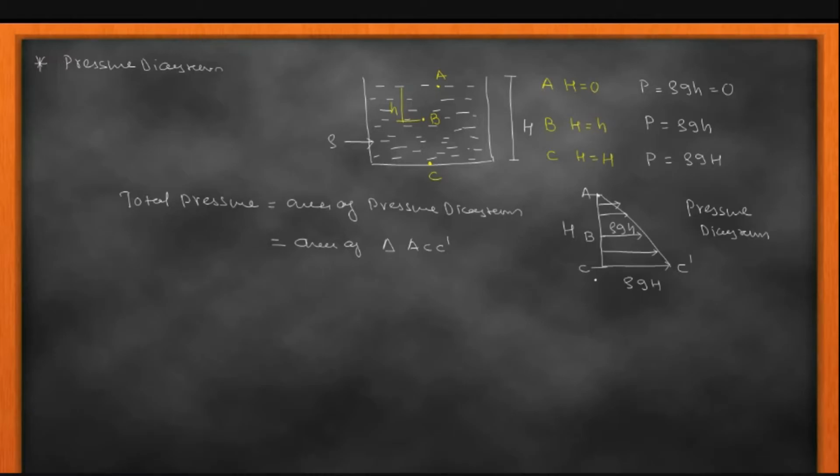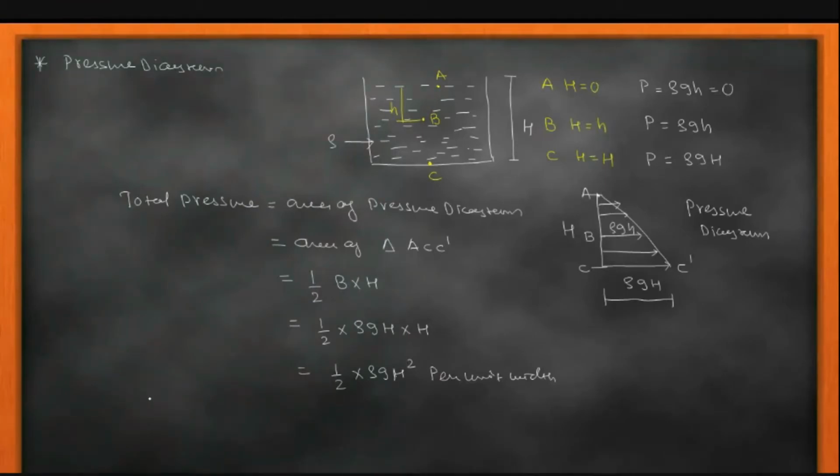ACC dash. So we know that this is the base, and the base is equal to rho g H, and the height is our H. So the area of a triangle is 1/2 the base into the height. So here the base is rho g H, and the height is H. So finally we get 1/2 into rho g H square. This is per unit width, so we need to multiply it with the width of the tank.